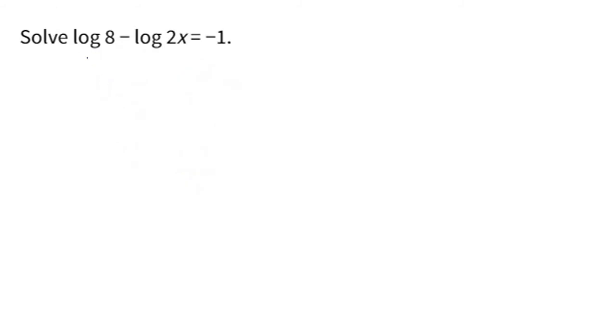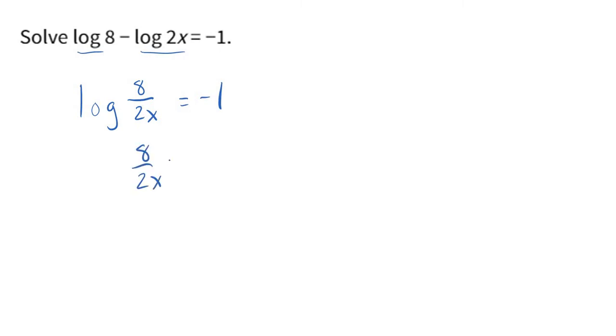Now we've got multiple logs. This is where those log properties come into play. I've got log minus a log. Hey, that's my quotient property. So that's the same as log of 8 over 2x equals -1. Now that I've got a single log, it's just like those other problems. Let's rewrite as an exponential.